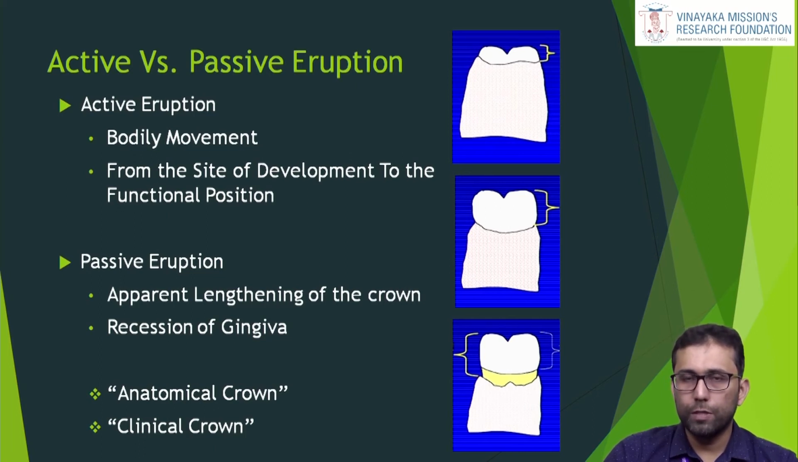In the third picture, you will see some bone resorption, and based on that there is resorption of the gingiva. So the clinical crown is longer than the anatomical crown. That has resulted in the apparent lengthening of the crown. So of these three pictures, the first shows the clinical crown smaller than the anatomical, the second shows the clinical crown equal to the anatomical crown, whereas the third shows the clinical crown longer than the anatomical crown. So that is active and passive eruption.